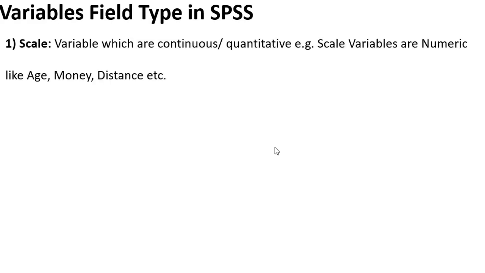Now in SPSS, when you are developing a data structure for your data, the field types in SPSS, there are three field types. Number one is scale. Variables which are continuous, quantitative, which are scale variables, numeric, like age, money, distance, etc. As we discussed, the continuous variable. So the field type for such variables is scale.